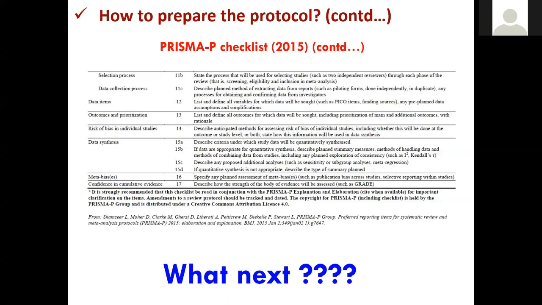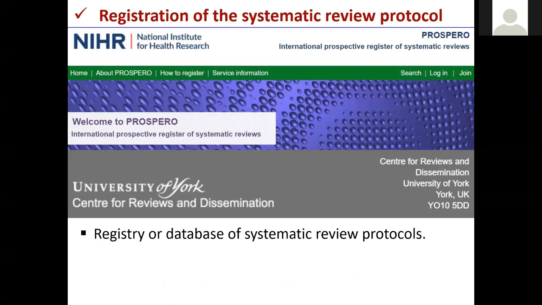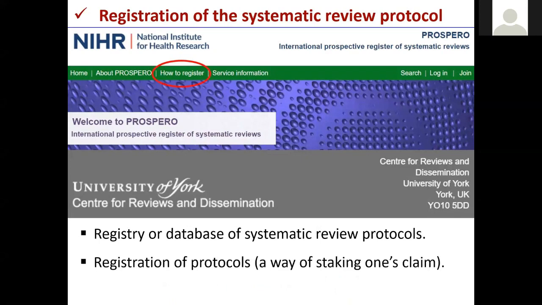So once the protocol is prepared using the PRISMA P checklist, what do we do next? The next step is the registration of the review protocol. And for registration, there are dedicated registries, the most popular of which is the Prospero registry that is hosted by University of York. It is a database of systematic review protocols, which help in registration of protocols freely. No costs are involved. So registration of protocols is also a way of staking one's claim. So that is also a reason why we should register our protocols. Not only that, these registries have a search function also, using which we can look up different systematic reviews that are already being registered. So that helps in preventing duplication of work.